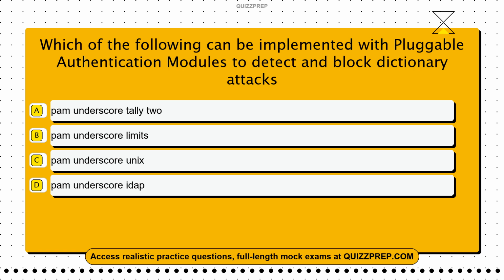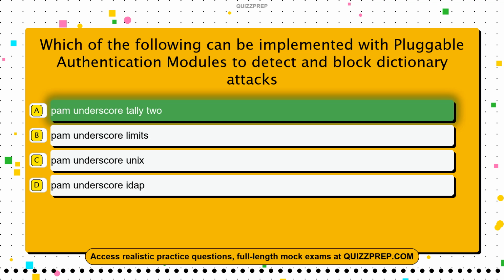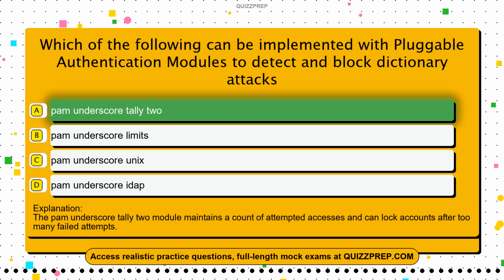Option A, PAM_tally2, option B, PAM_limits, option C, PAM_Unix, option D, PAM_LDAP. The correct answer is option A, PAM_tally2. The PAM_tally2 module maintains a count of attempted accesses and can lock accounts after too many failed attempts.